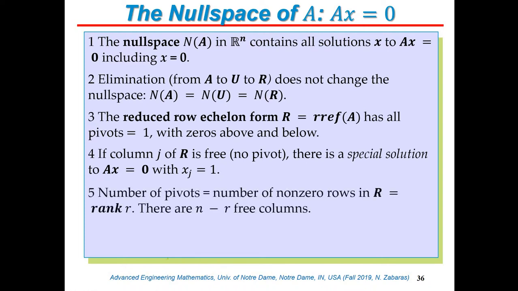Interestingly, and not surprisingly, the number of pivots will be the number of non-zero rows, and we will identify this with the rank r of the matrix. So we will have r columns with pivots, and the remaining n minus r will be free columns, and these will be the free variables that effectively define the special solutions to the null space. You can think of n minus r as what we will call the dimensionality of the null space. If each of these free variables takes a value 1 and the rest 0, effectively it will give us n minus r independent vectors, and that's the basis of the null space.